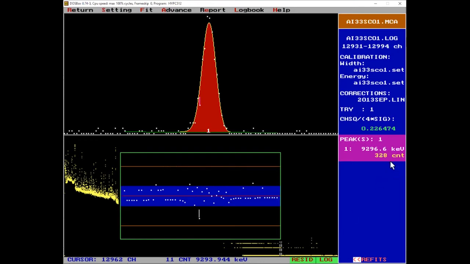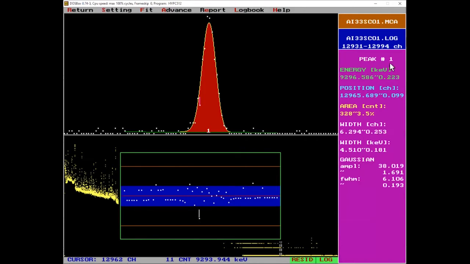And the more important information is shown here. So this is the peak position, which can be displayed also with more significant digits. So this symbol is for the plus minus sign. And then here we have the peak area in units of counts and the corresponding uncertainty.